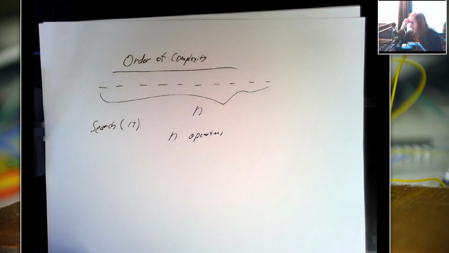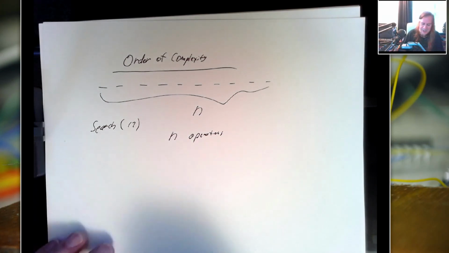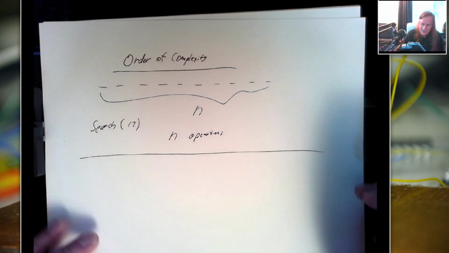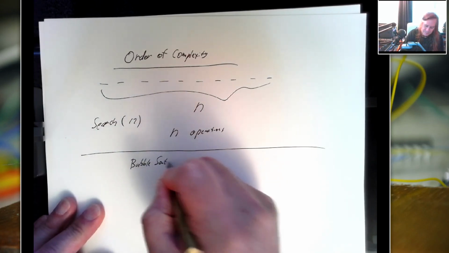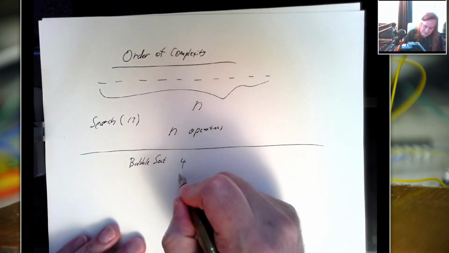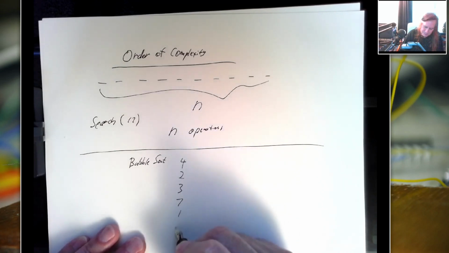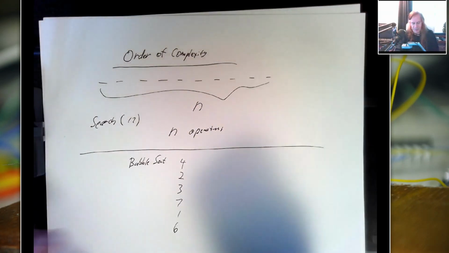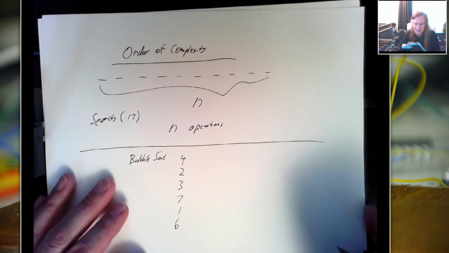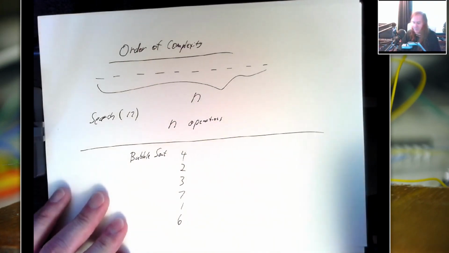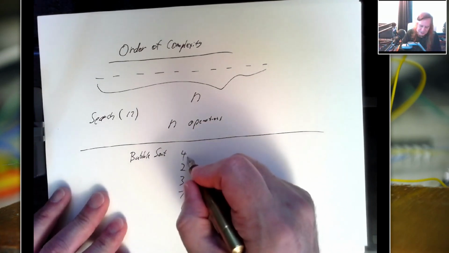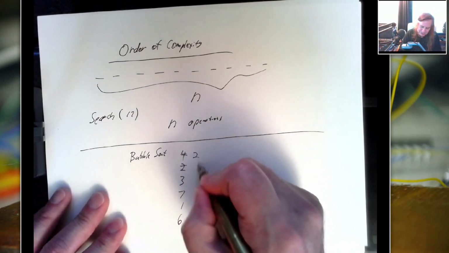So a simple linear search of an array is an order n procedure. Now if you think about a bubble sort, we take a bunch of numbers and we move through and compare each number to the number after it, and we swap two numbers if the first number is larger. So we would swap these and make a 2 and a 4.